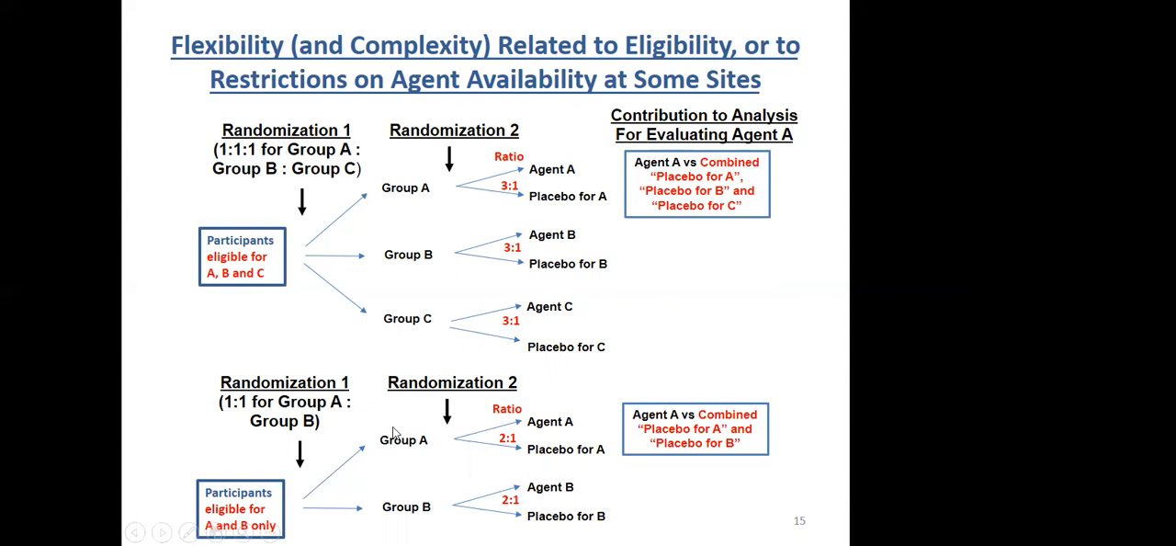So built into the randomization system is also the possibility that some participants might be eligible only for, say, two agents, A and B in this example. And then the randomization takes account of that by only allowing these participants to be randomized to two groups. And then we have the same sort of ratio here of 2 to 1 because there's only two groups: agent A or placebo, agent B or placebo for B. So in essence, there's a stratification in the randomization system which takes account of any differences in eligibility requirements among the agents. So again, it's another complexity.